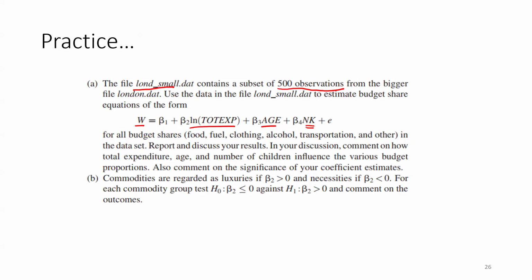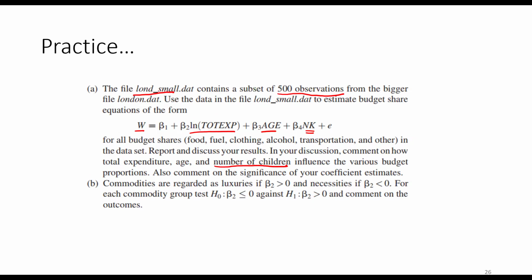And NK, what does it mean? NK, number of children. Okay, number of children. Let's see the data together. Loan small, loan small.